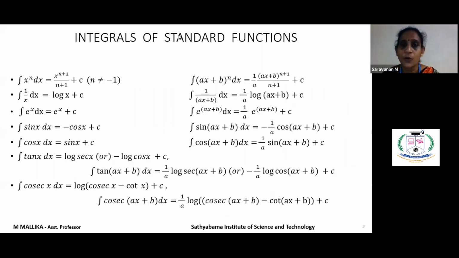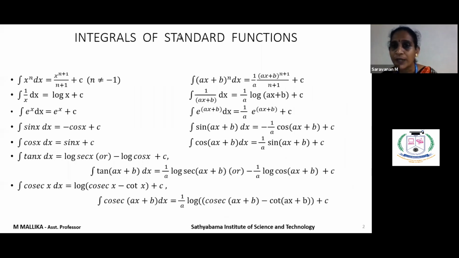Now we'll go back to the integral formulas, which you see on the right-hand side of your slide. They are exactly similar to what I have written on the left-hand side, except for a difference: here x is being replaced by ax plus b. Take the first one. What you have there is ax plus b the whole power n dx. It is exactly of the form x power n dx. Therefore, you can very well apply the same formula.